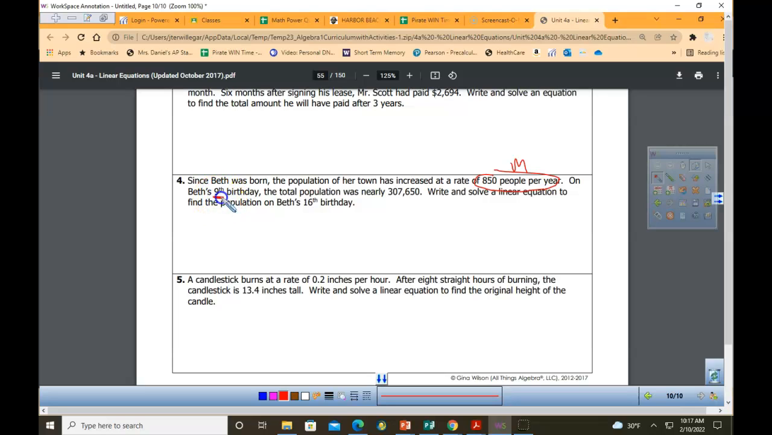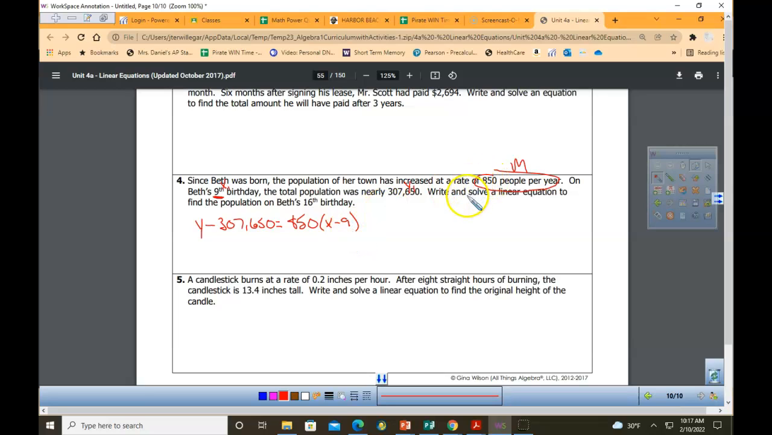So 9th birthday would be 9 years, and it's per year. So that's going to be my x1. That 9 is my x1. And then my totals are usually y. That's going to be my y1. So I go to my equation, I'm going to do y minus my y1 equals my slope times x minus my x1, which is 9.